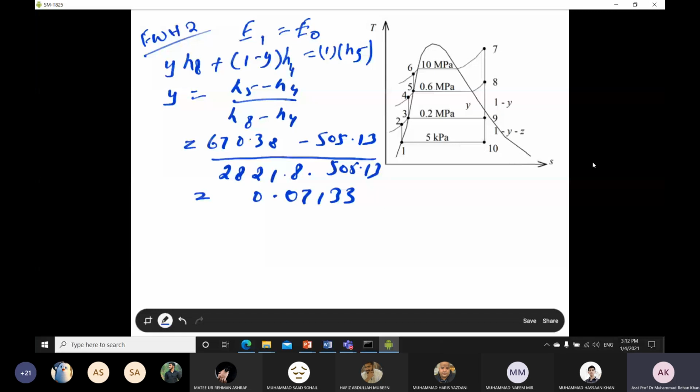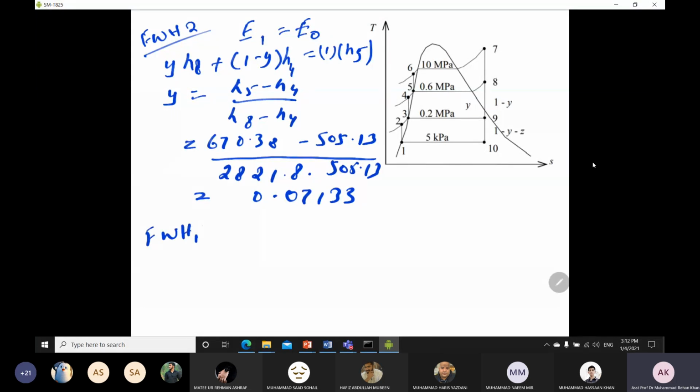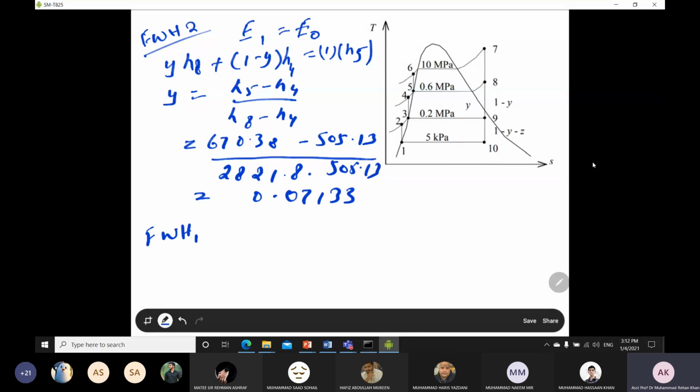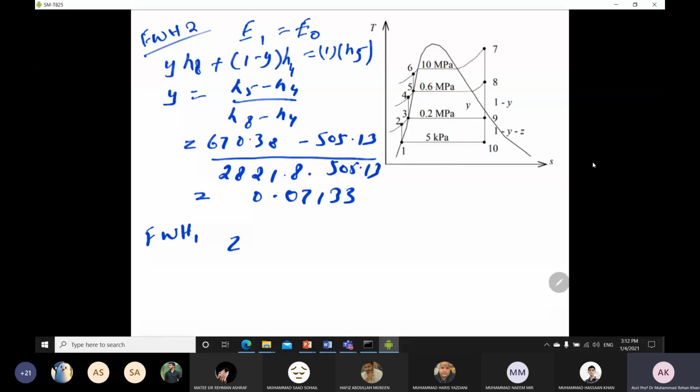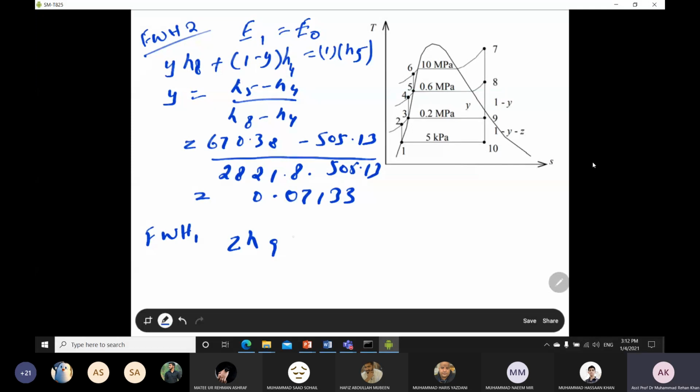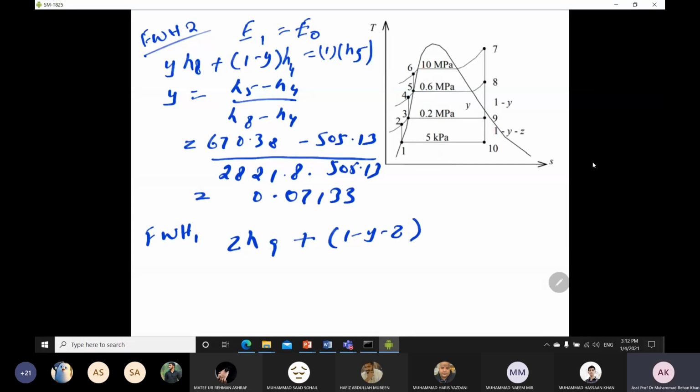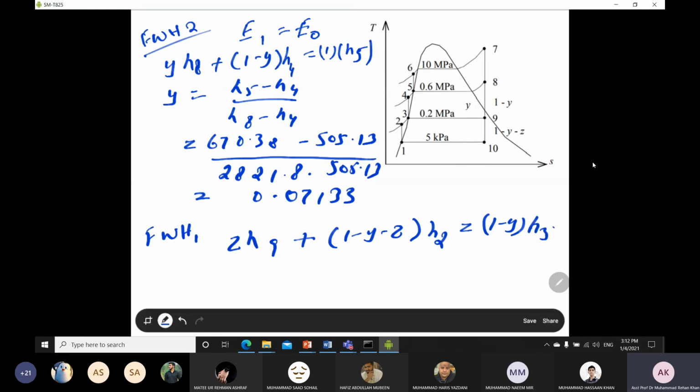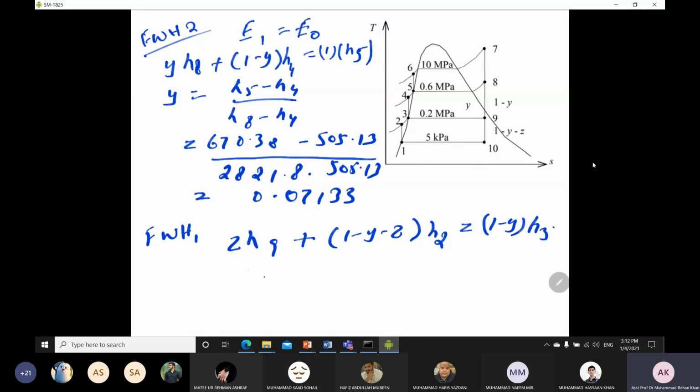Now coming towards feed water heater 1, we have to apply the energy balance equation for feed water heater 1 also, which is installed at the outlet of your pump 1. You can see that Z into H9 is going in towards your feed water heater 1, and 1 minus Y minus Z is also going in towards your feed water heater 1, and 1 minus Y into H3 is going out from your feed water heater 1. Now you have to solve it for Z, because we need the Z fraction which is going to feed water heater 1. So you just have to solve this equation for Z.